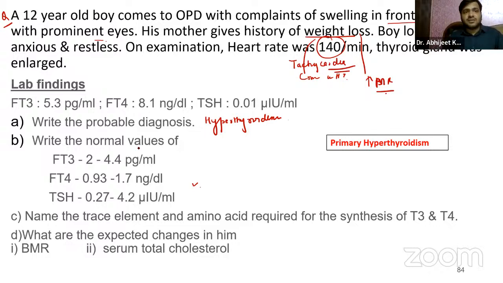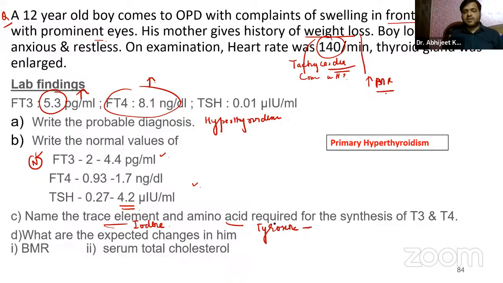And if we talk about the values given in the question, if you can see the normal values, it is 2 to 4.4. The free tetraiodothyronine is 5.3, it is also increased. T4 is also increased, okay, and TSH, it is 0.27 to 4.2, and it is slightly decreased over here, right? So, name the trace element and amino acid required for the synthesis of T3 and T4. The trace element is iodine, which is required for the synthesis of T3 and T4. And the amino acid is tyrosine, which combines with iodide to form T3 and T4.